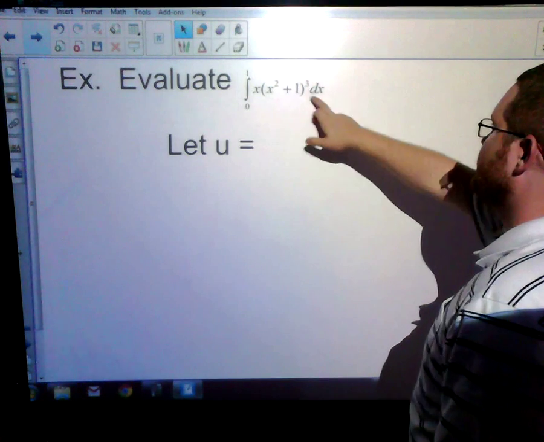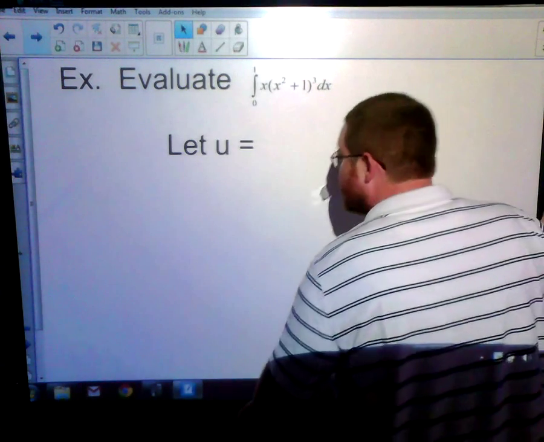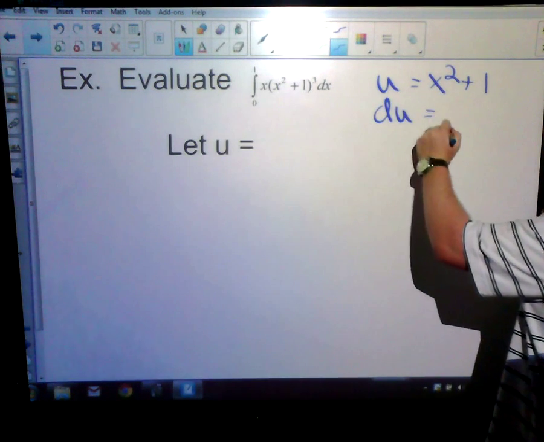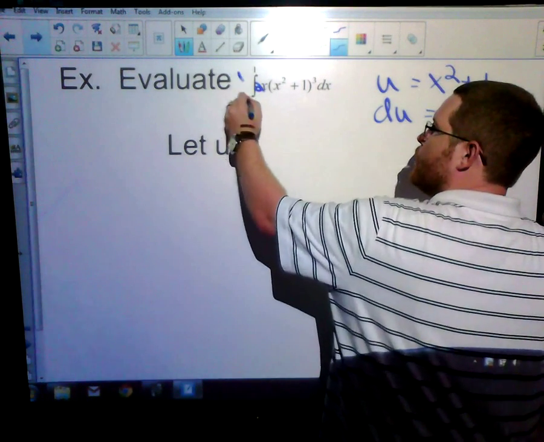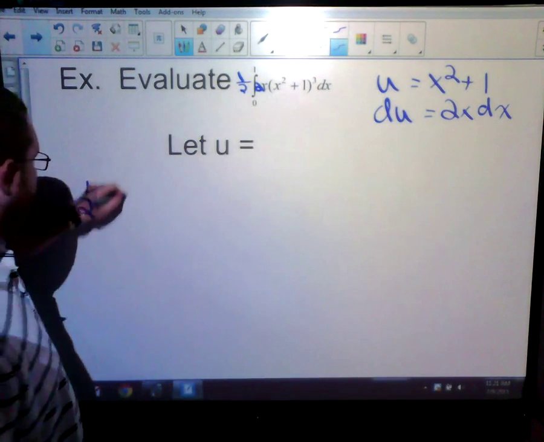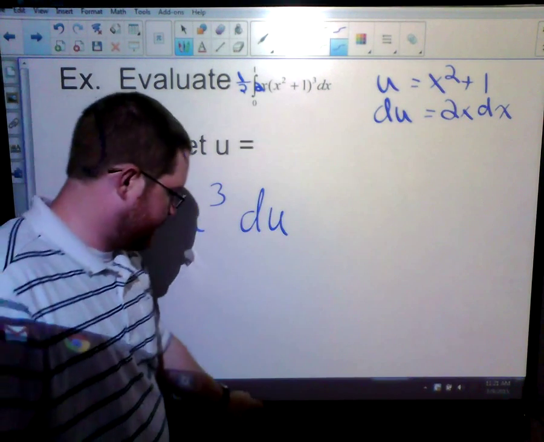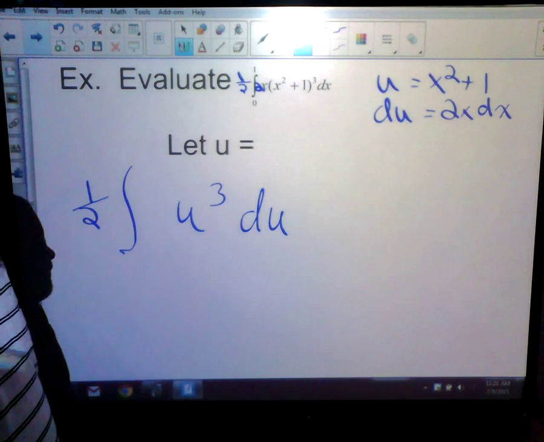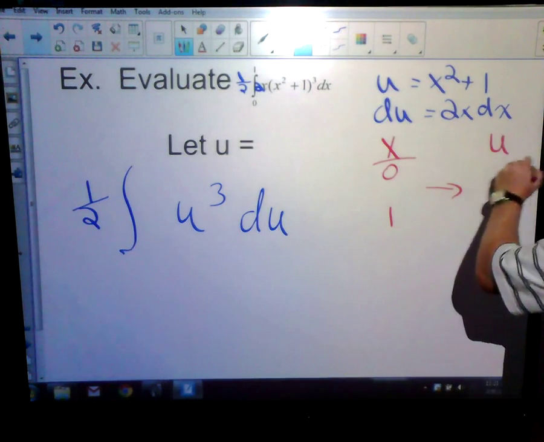I have a definite integral of x times x squared plus 1 cubed. So let's call u x squared plus 1. That makes du 2x dx. Hey, I just need a 2 and a 1/2. So, I have 1/2 the integral of u cubed du. I can't put 0 and 1 here because 0 and 1 were x values.